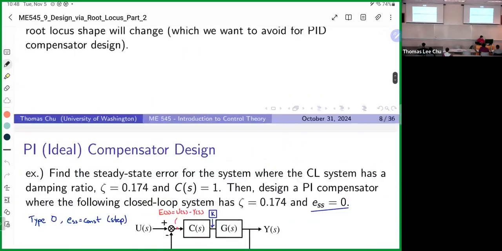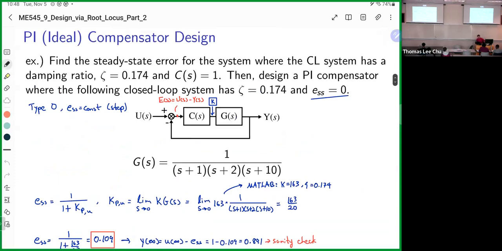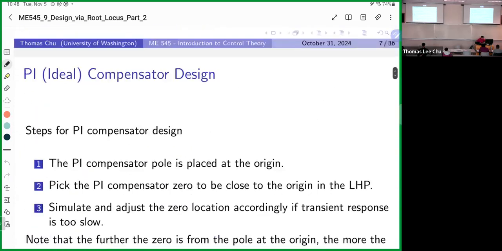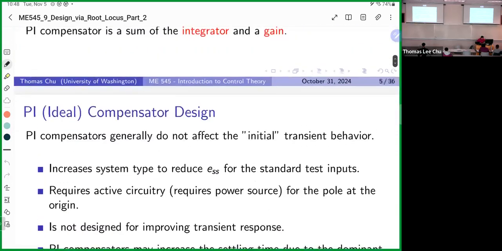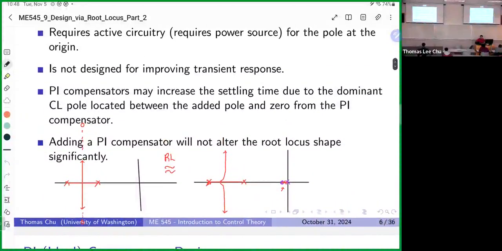All right, so today we're going to be continuing PI controller design. PI controllers are easy to design because all we're doing is adding a pole. And let me just recap yesterday. All we're doing is adding a pole and a zero very close to each other.